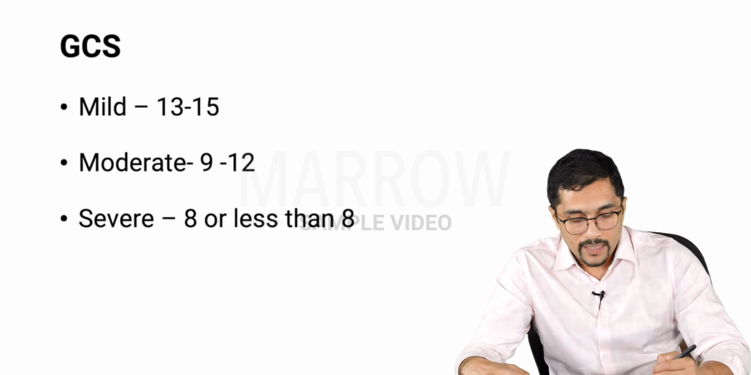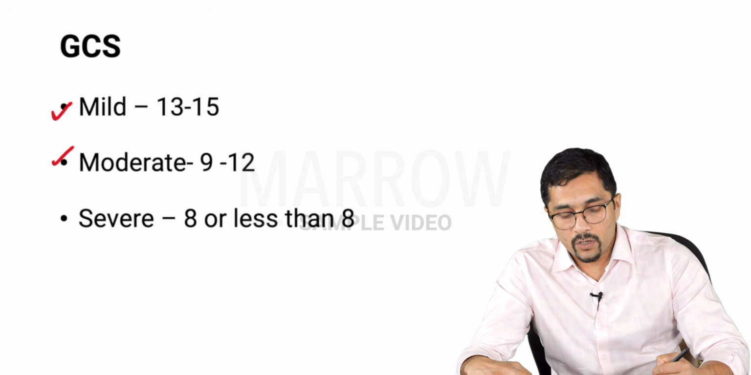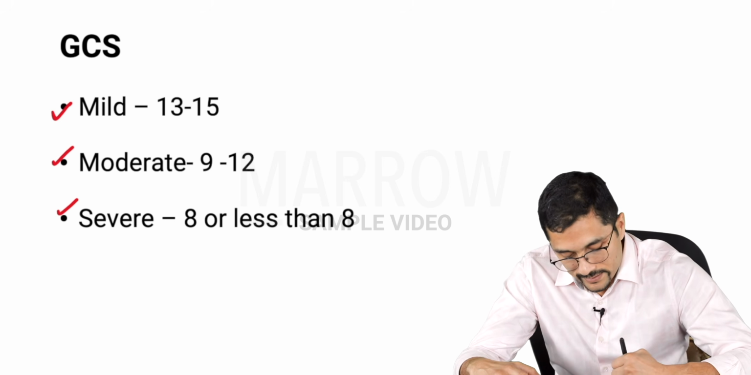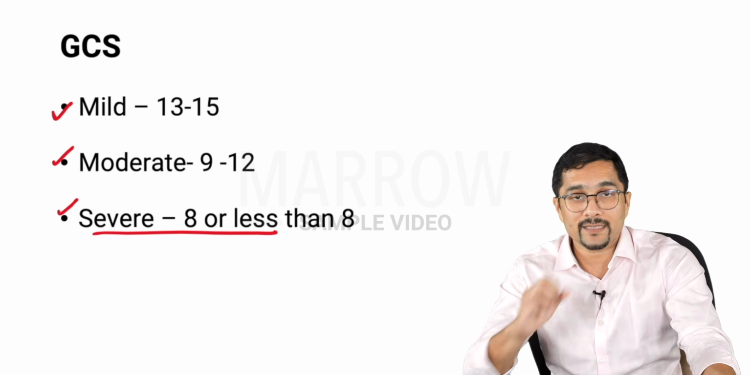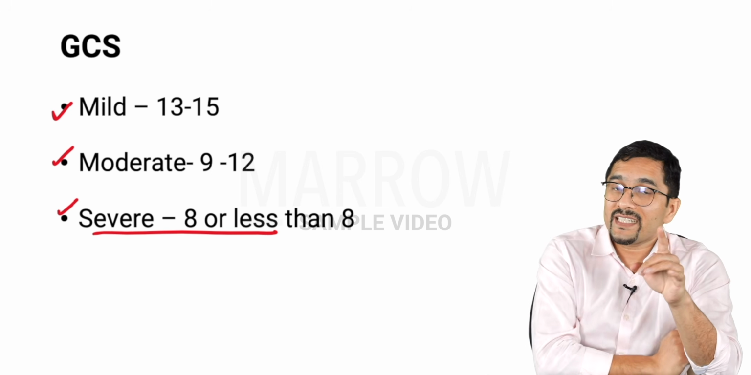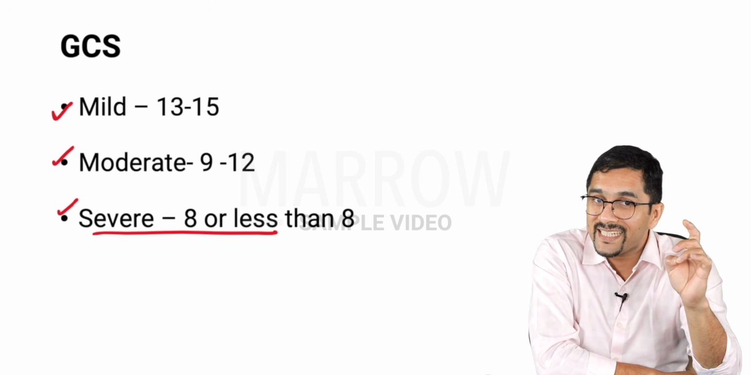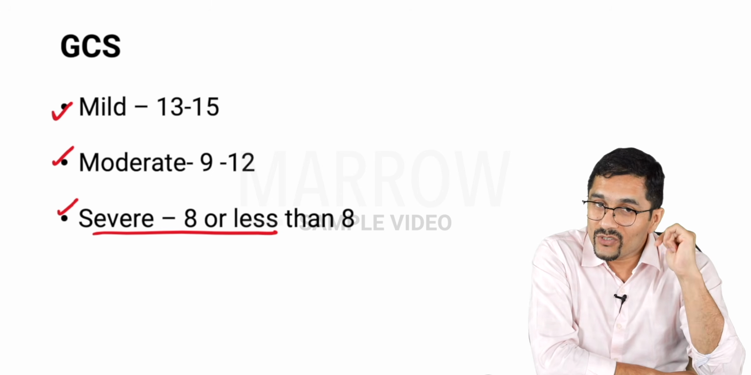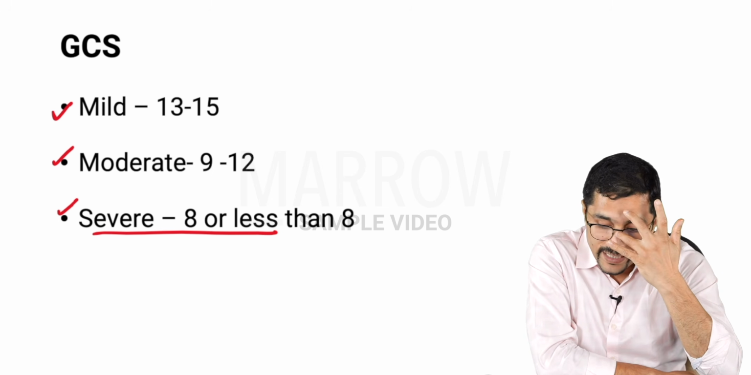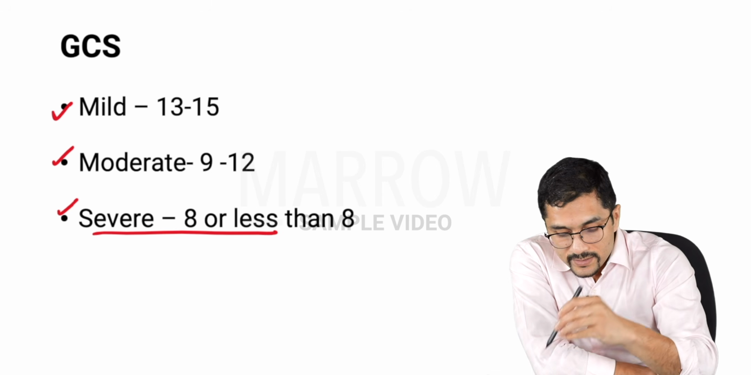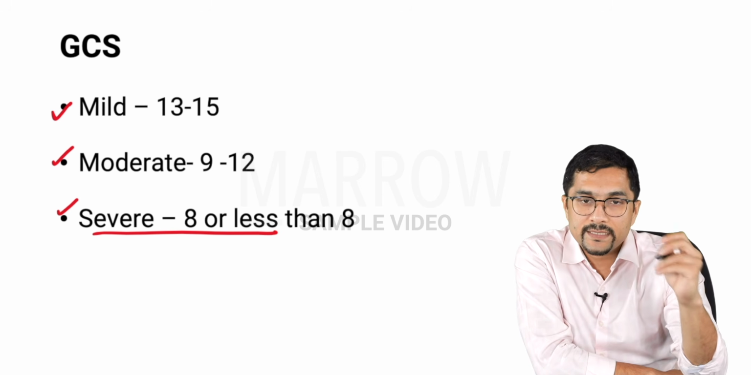Now GCS mild head injury is 13 to 15, moderate is 9 to 12, and severe head injury is 8 or less than 8, which is why we discussed that anyone with a GCS of 8 or less than 8, you have to intubate because the airway is not stable. So this was regarding A, B, C, D.